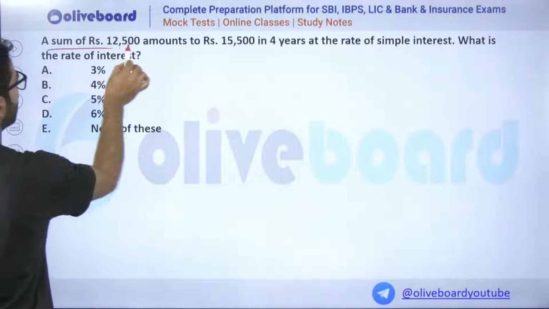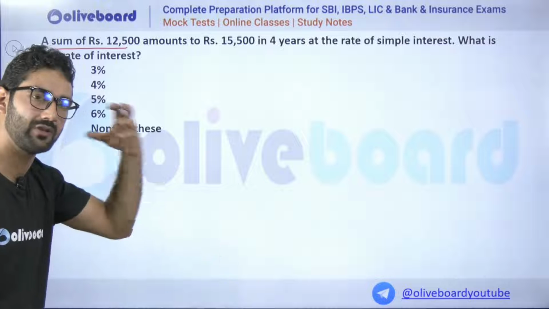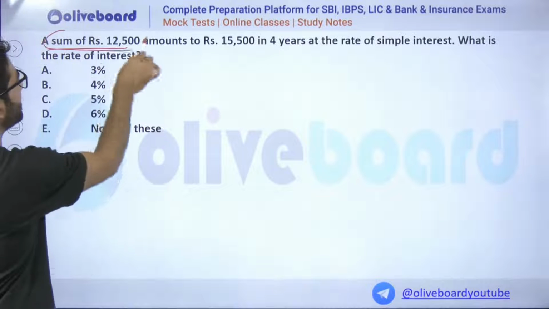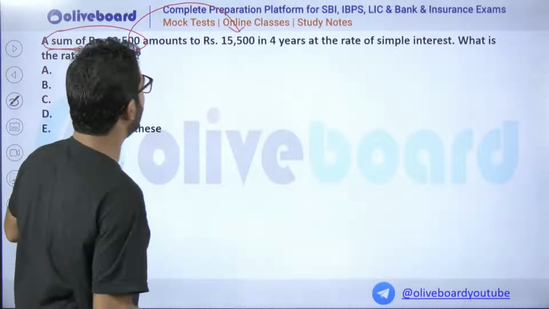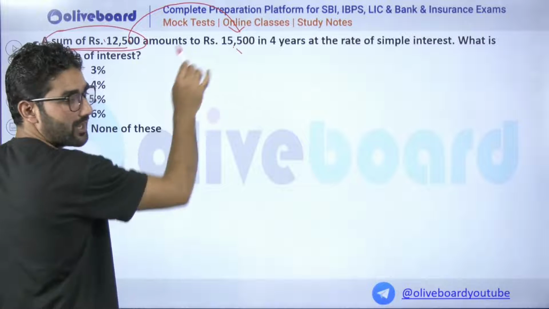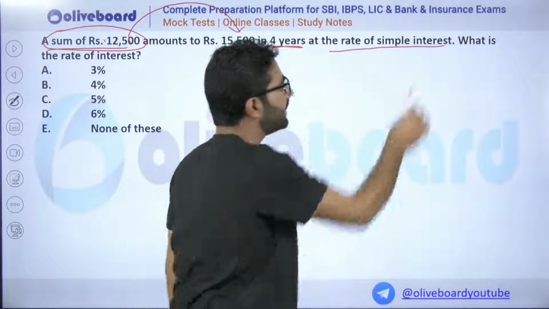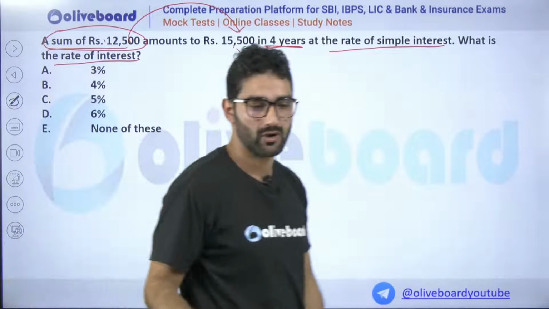A sum of this. Obviously, it should be in your mind whenever this comes as a question in the exam: the sum is nothing but the principal amount, and this amount becomes this. This is the principal, this is the amount, in 4 years, at simple interest. Now we have to calculate the rate of interest.